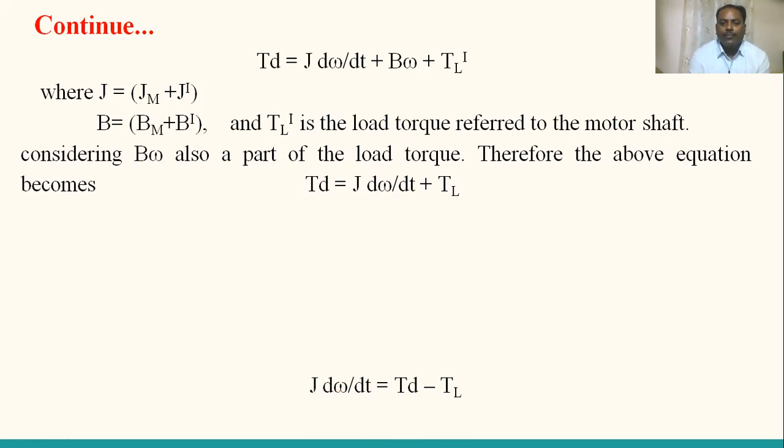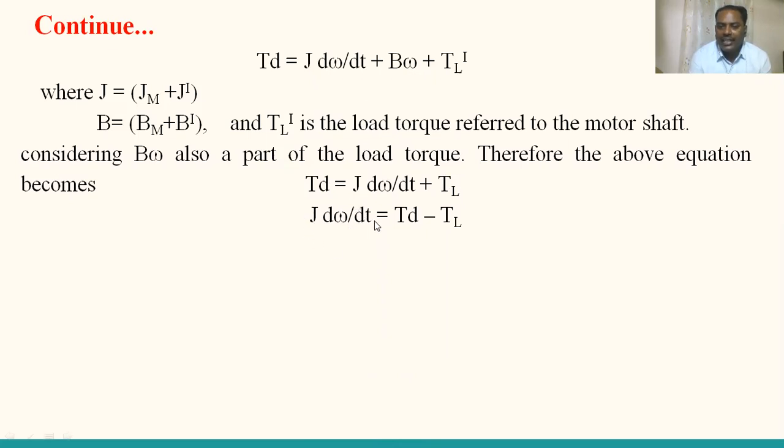This is the dynamic torque for the dynamic control of a DC drive. The dynamic torque J dω/dt is equal to TD minus TL, where TD is the motor torque and TL is the load torque. So the dynamic torque can be expressed as the difference between the motor torque and the load torque.